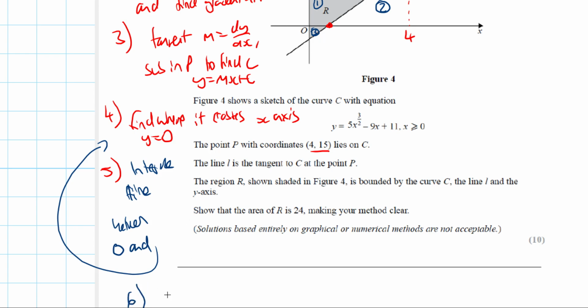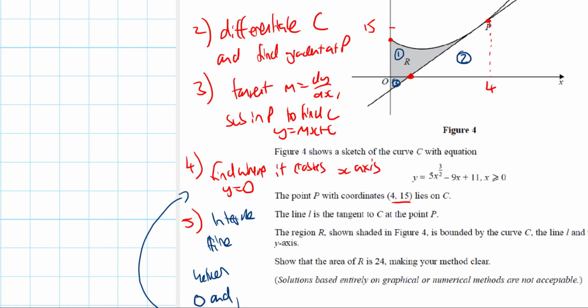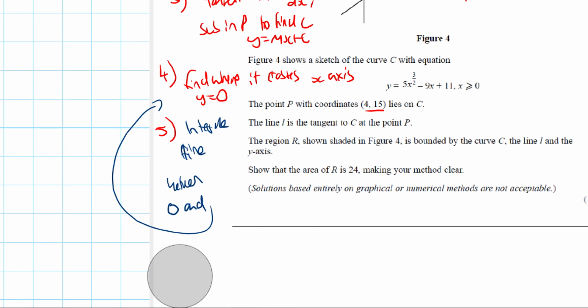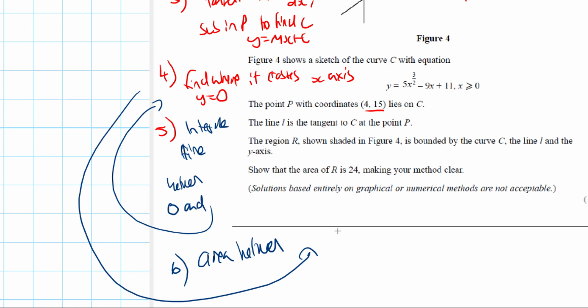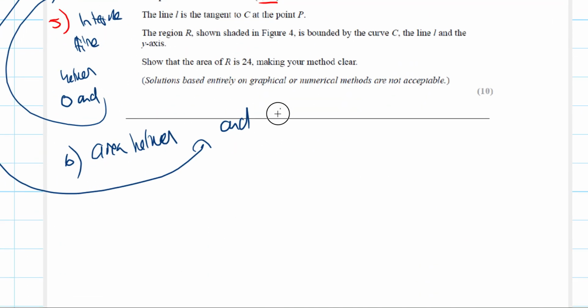And then number 6, don't forget to add areas. So one step we've missed though is that we haven't found where it crosses the x-axis, we found where it's 0, and that one. So that finds a little curve. We did forget to find area 2, so before we add the areas together, we also need to find the area between 0 and that one, and then number 6 is that we're going to find the area between this part here, what we find in number 4, and the 4, because that's where point P is.